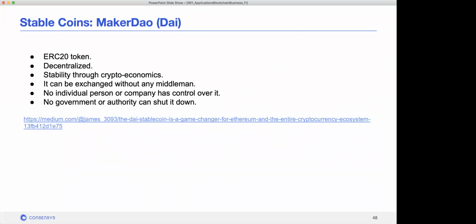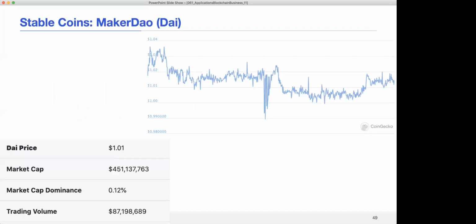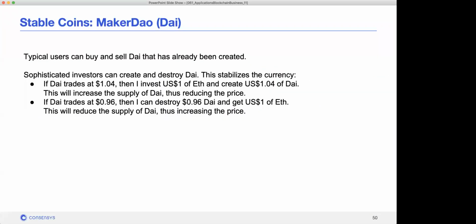Another one that's out there is MakerDAO. It's a decentralized ERC20 stablecoin, and it's exchanged without any intervention, any middleman, any company, or any government. It's not quite as stable, but it's still pretty good. Much lower trading volume though. And so, yeah, normal users can just buy and sell it.